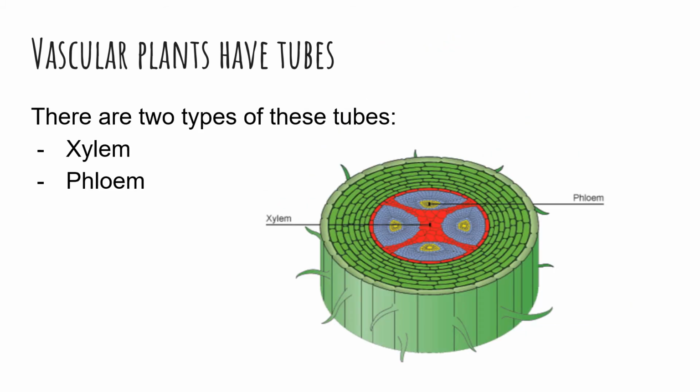Okay, so the two types of tubes, xylem and phloem. Okay, typically you have the phloem around the outside of the cross section or stem. Oh, you can't see that. Around the outside, okay? So in this case, we're seeing it here. I believe that yellow part, the little yellow bundles here. And then the xylem tends to be more towards the middle usually, okay?